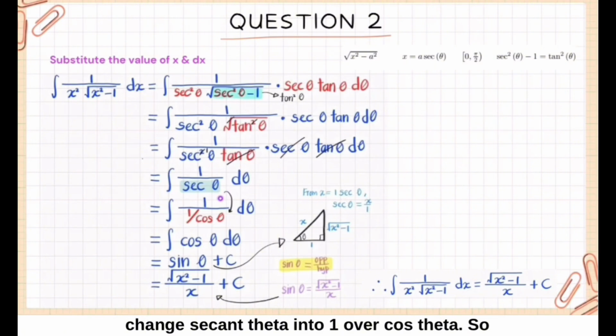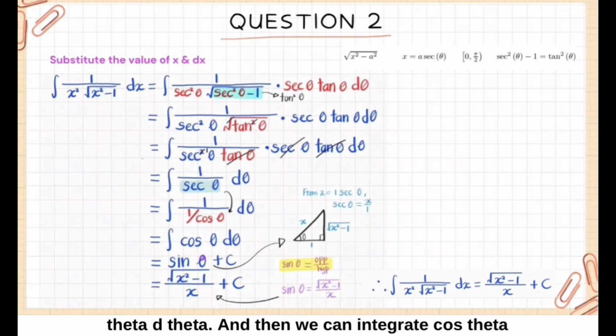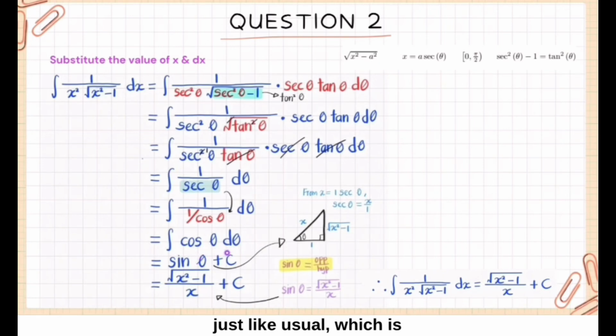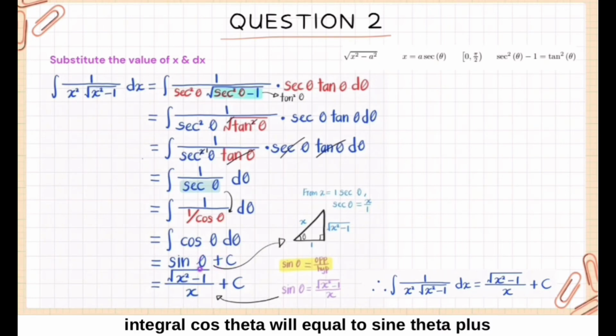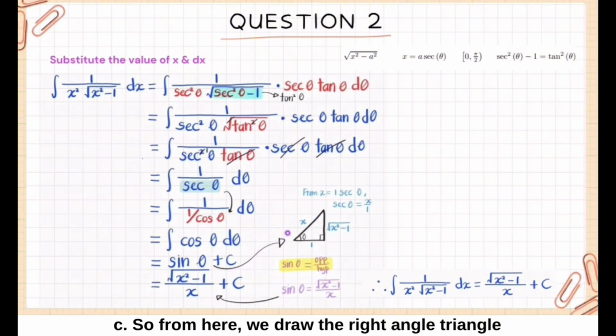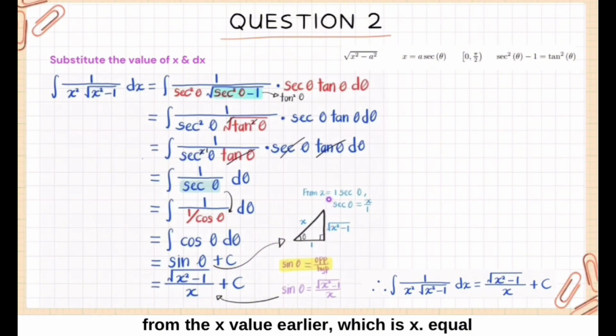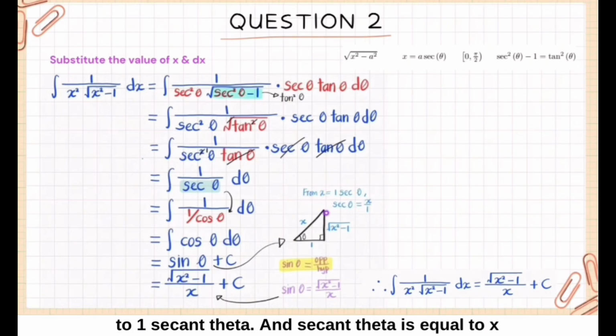Then we change secant theta into 1 over cos theta, so the simplest form will be the integral of cos theta d theta. Then we can integrate cos theta just as usual, which is sin theta plus c. From here, we draw the right angle triangle from the x value earlier, which is x equals 1 secant theta, so secant theta is equal to x over 1.